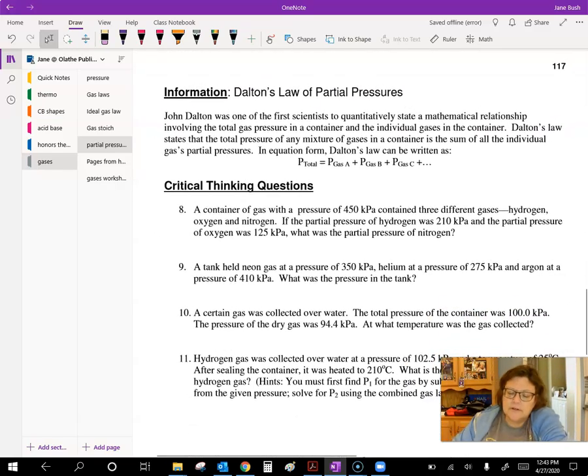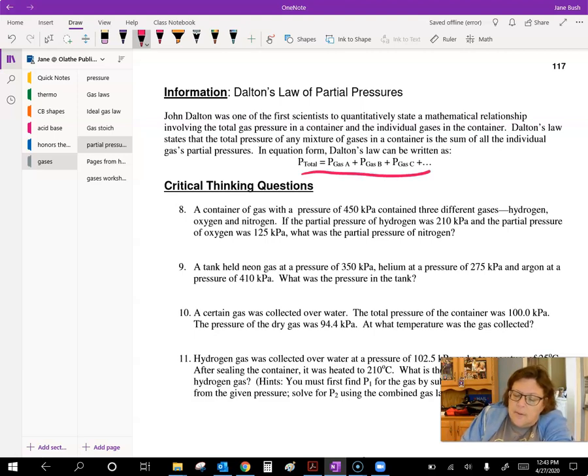John Dalton was one of the first scientists to quantitatively state a mathematical relationship involving gas pressure in any container and the individual gases in the container. Dalton's law of partial pressure says what I've already said: they all add up to be the total pressure. Remember that Dalton gave us our first definitions of what an atom was and what a compound was, and the fact that elements were made of only one kind of atom. Compounds were made of fixed ratios of atoms.